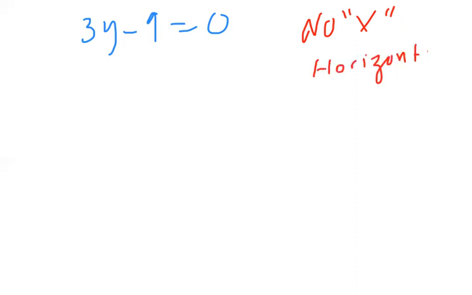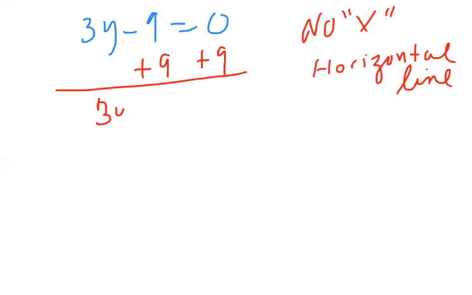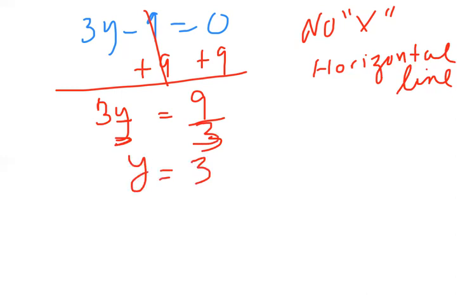Now, once you know this, you need to solve for y. In other words, we're going to rewrite this in slope-intercept form, y equals mx plus b form. So I'm dividing both sides by 3. This leaves me with y equals positive 3. This is what you're going to graph, guys.